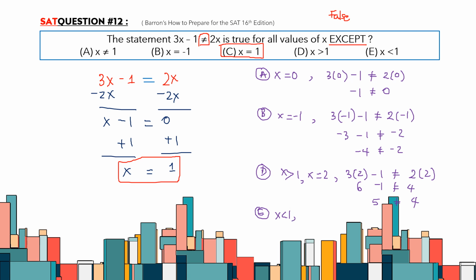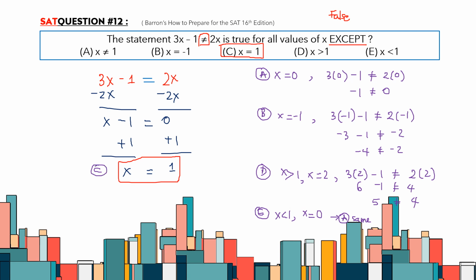So for E, we have x less than 1. I can choose x equals 0 as well. So it's the same as B. So that makes a true statement as well. So for this one, the answer is choice C.